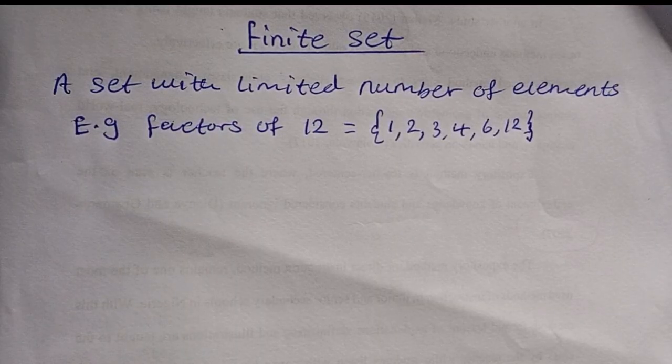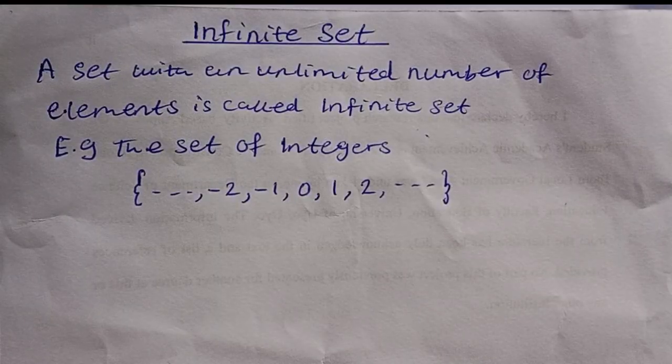Now, the second one, we have the finite set. A finite set is a set with limited number of elements. Example is the factors of 12. Now let's go to the third one, the infinite set. Infinite set is a set with unlimited number of elements. Example is the set of integers. We have the set of prime numbers, the set of real numbers. They are all what? They are infinite sets.